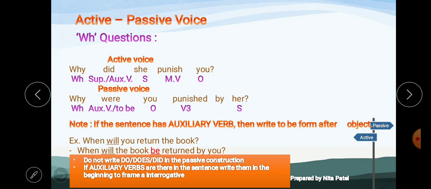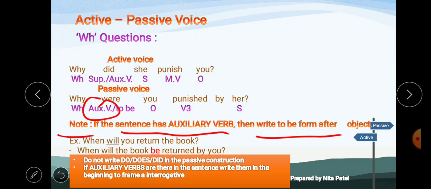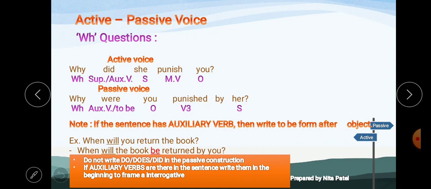Now there is a note you have to note: if the sentence has an auxiliary verb, then write the to be form after the object. If the sentence doesn't have an auxiliary verb, then we will write the to be form earlier and we'll not have to write anything after the object. The same thing was there in the interrogative sentences even. Hope you remember.